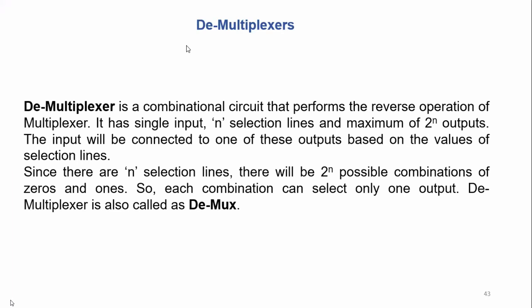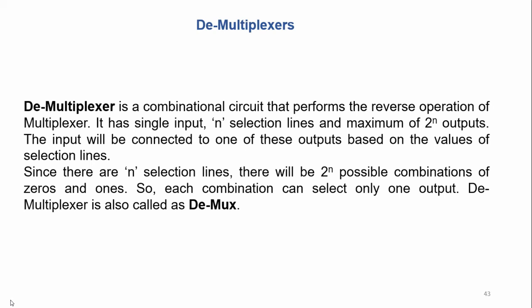Now can you guess what the opposite means? The input will be a single line, but the output will be 2 to the power n. That means if your input line is n, the variable, then your output lines will be 2 to the power n. Basically, this is the definition of demultiplexer. So demultiplexer is also a combinational logic circuit.